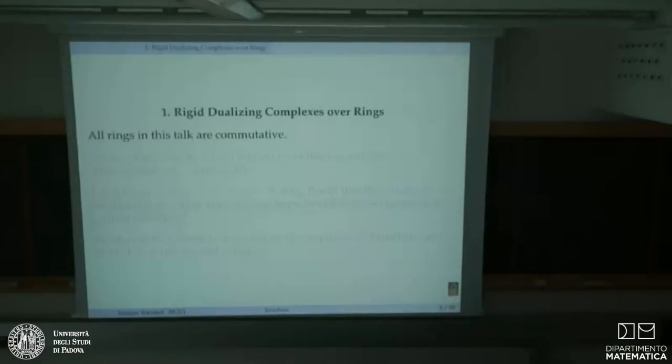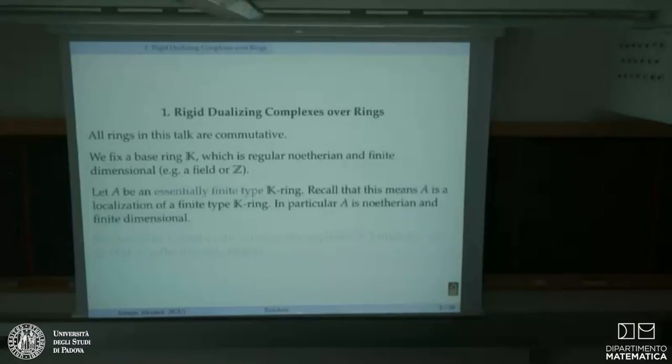Okay, so everything is commutative in this talk. As I said, we have to work over a nice base ring, so over a field or the ring of integers. In general, K could be a finite dimensional regular Noetherian ring, which is essential for our constructions to work. The finiteness condition: essentially finite type means that A is gotten from K by adding a few generators and then also localizing. So this includes finite type algebras, but also the local rings and the function fields that you will encounter in algebraic geometry.